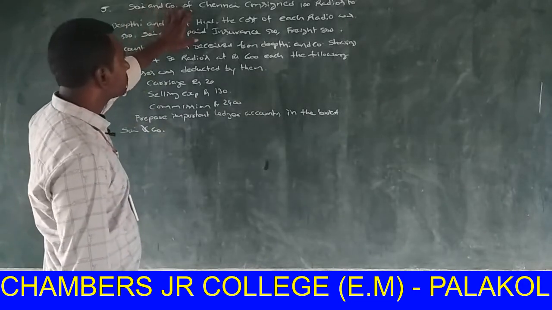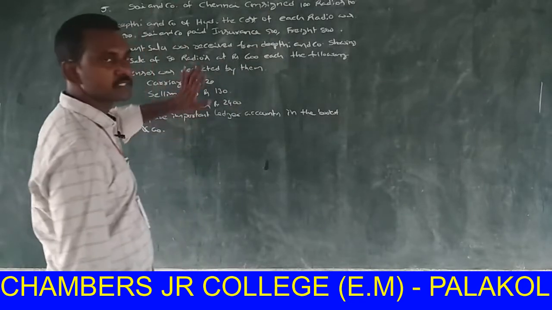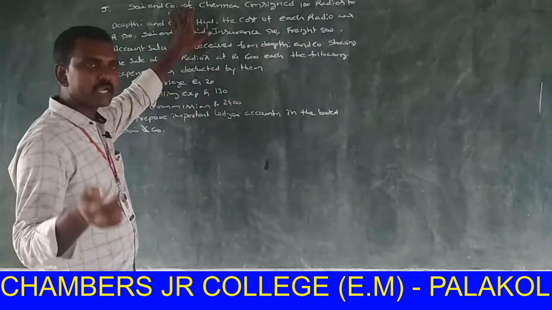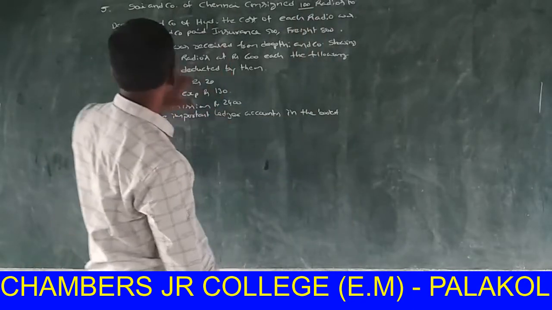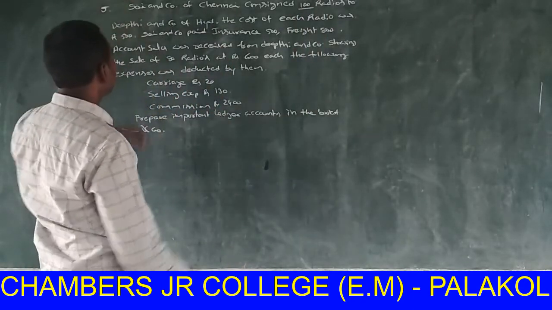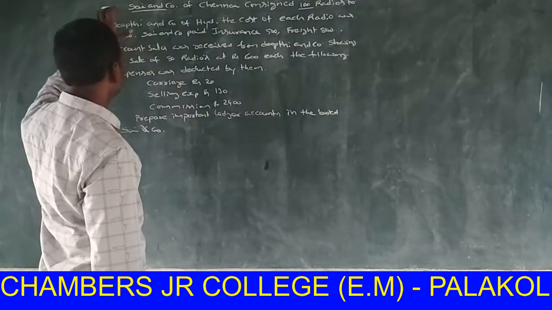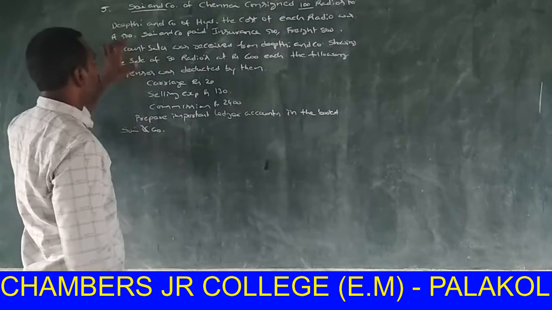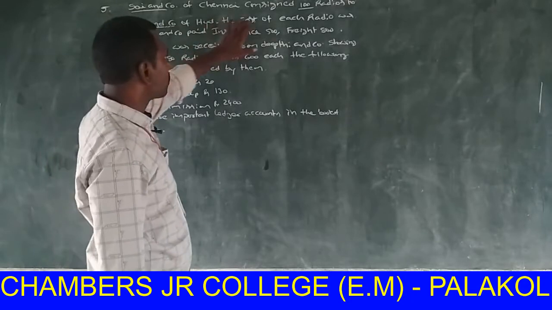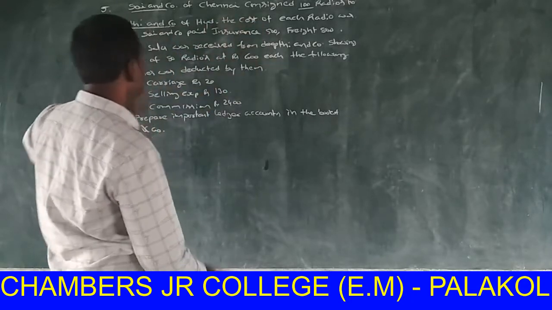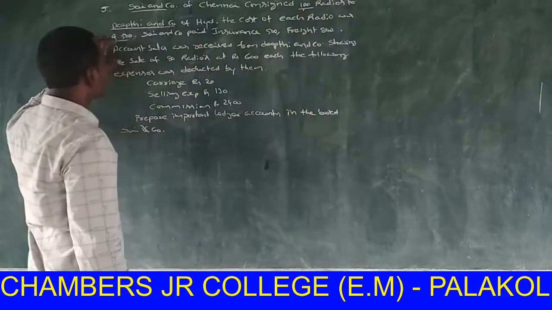Sai and Co of Chennai consigned 100 radios to Deepti. Here Sai and Co is the consignor, and the consignee is Deepti and Co. The cost of each radio was rupees 500. Number of radios 100, each one rupees 500.